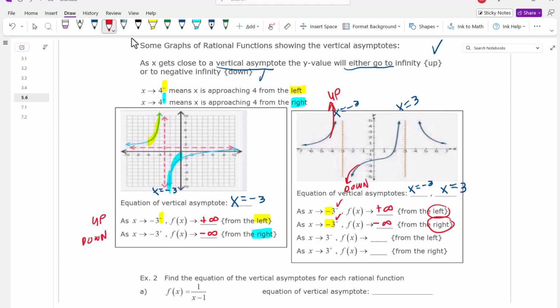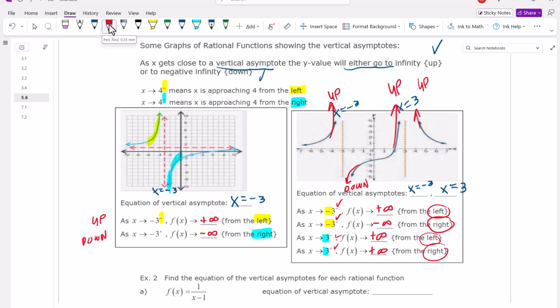Okay, now we're looking at 3. If we approach 3 from the left, the graph is going up, so that's positive infinity. You're never going to hit the asymptote. You're just going to get close to it. And then if you're coming from the right, because of the superscript, the graph is also going up, so that's positive infinity. So this is just a way to represent whether the graph is going up infinitely or going down infinitely. That's something that you want to be familiar with.